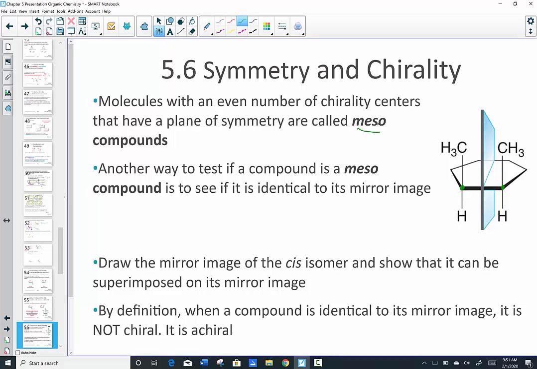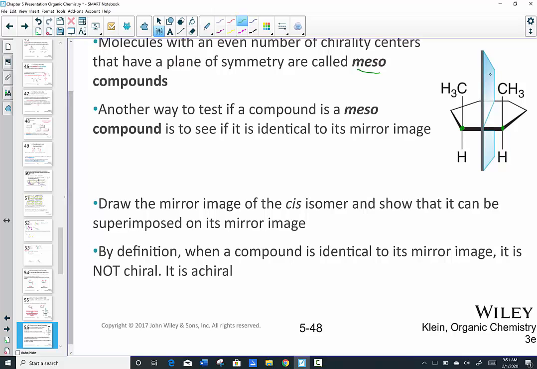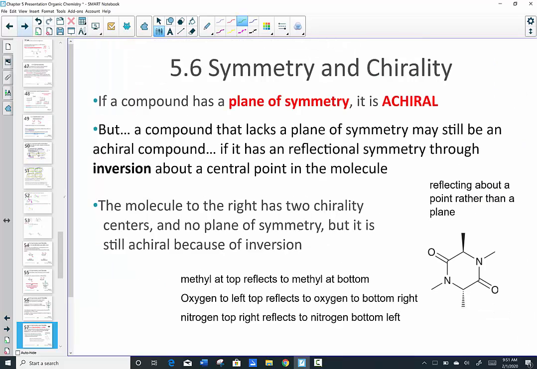A way to test if a compound is meso is just to identify its mirror image. Draw the mirror image of the cis isomer and show that it can be superimposed, and that's what we've done here. As you think about superimposing, find that plane of symmetry, and this now has proven that since this exists in a complete plane of symmetry, it is a meso compound. It is achiral. That compound is identical to its mirror image, and therefore, since it cannot have an enantiomer, it's not chiral. So if we have a plane of symmetry, it is achiral.